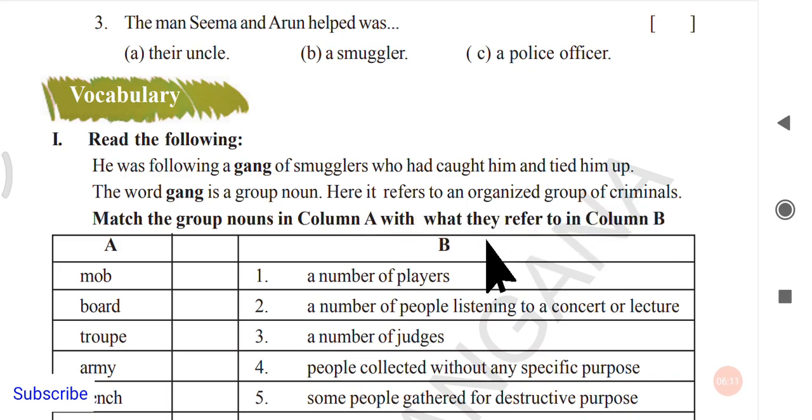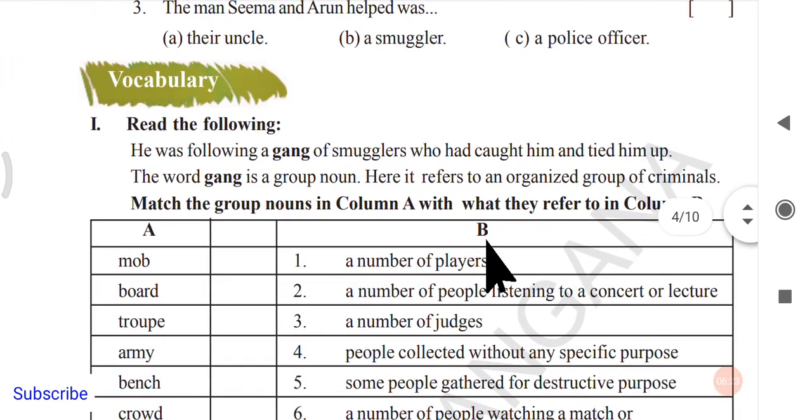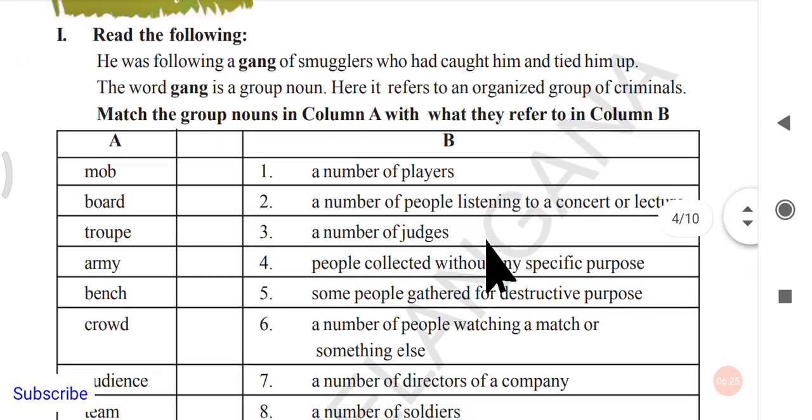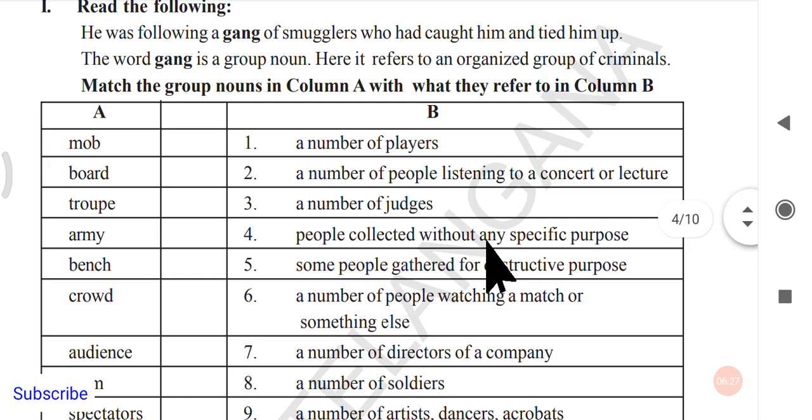So this is a type of noun. You all know nouns, right? This type of noun is called a collective noun. These types of words are called collective nouns. So gang here is a collective noun. Next we have some collective nouns here. Match the group nouns in column A with what they refer to in column B.